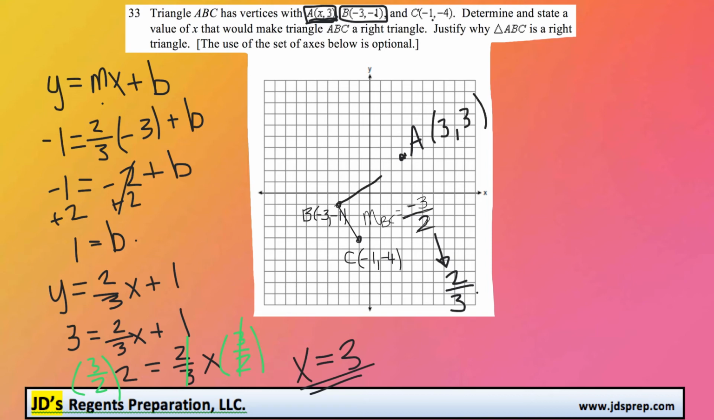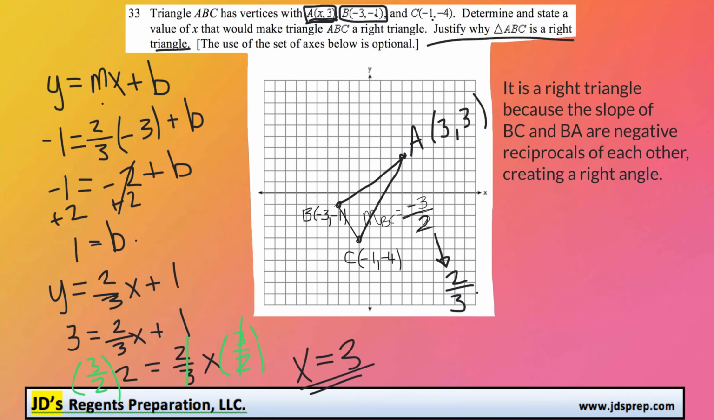Now, to wrap up this question, it also says to justify why this triangle is a right triangle. As an explanation, I wrote down that it is a right triangle because the slopes of BC and BA are negative reciprocals of each other, creating a right angle. All right, that would be it for this video, and thanks for visiting JD's Regents Preparation.